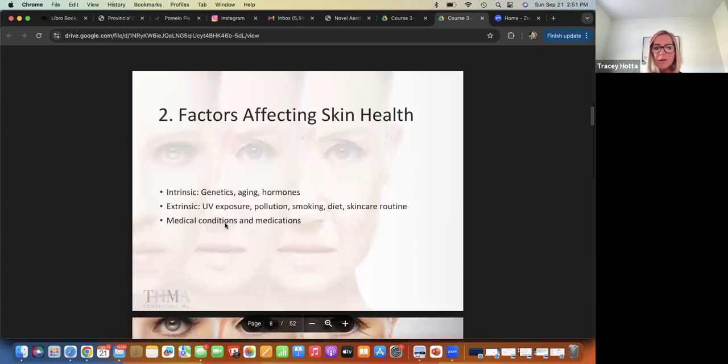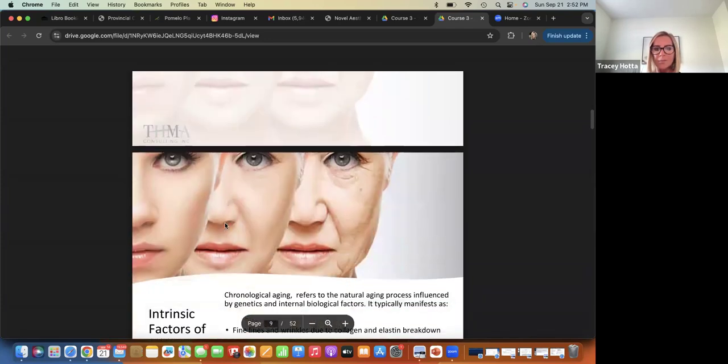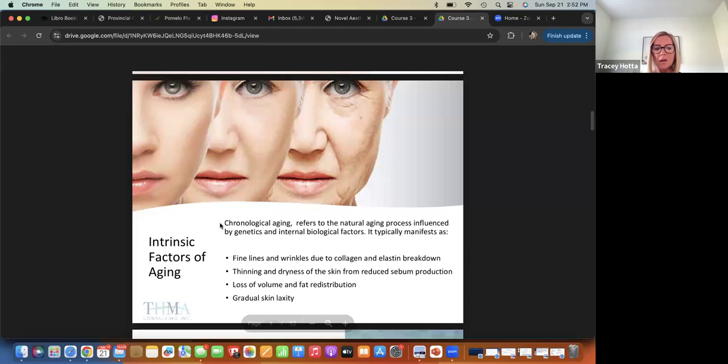Factors affecting skin health. We talked about in the beginning that we have intrinsic factors, we have extrinsic factors, and then we also have medical conditions and medications. When we talk about intrinsic factors, we're talking about genetics, aging, and hormones. And with extrinsic, we're talking about UV exposure, pollution, smoking, diet, and skincare routine as well. And then we'll get into a few medical conditions and medications, which can also affect skin quality.